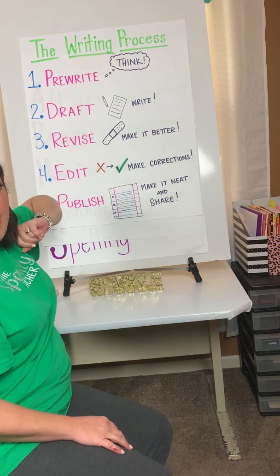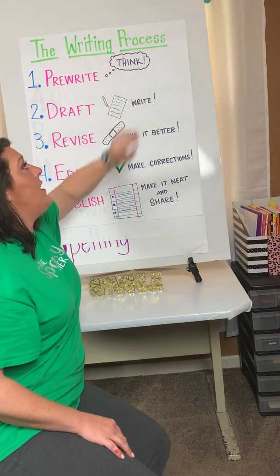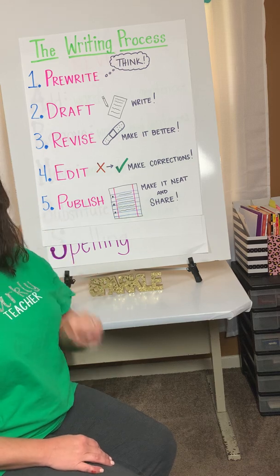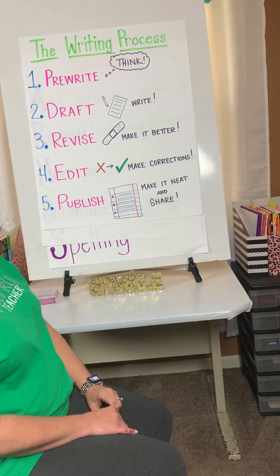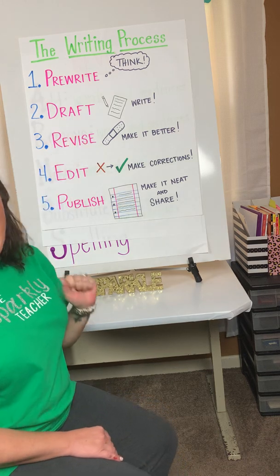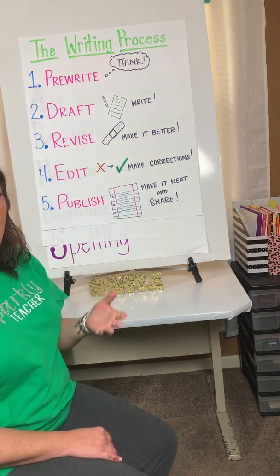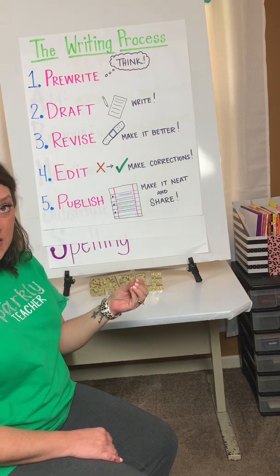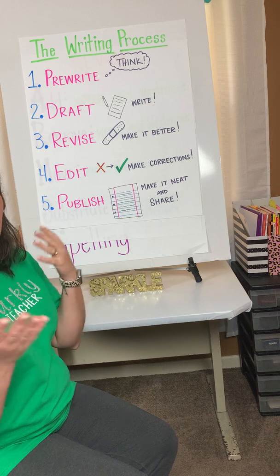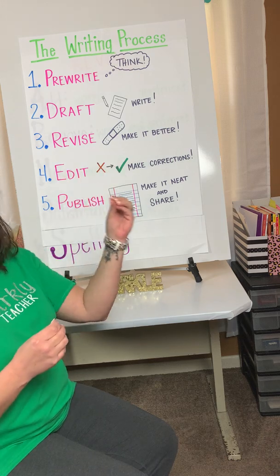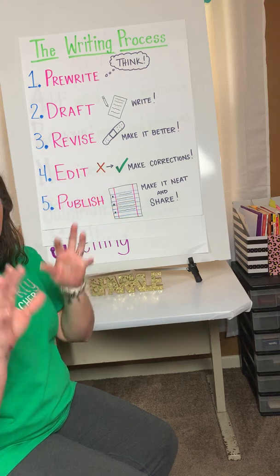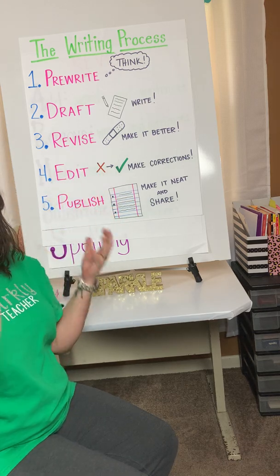So our graphic that's going to go with pre-write is you're just going to think. You're going to brainstorm and think about ideas. The second part of the writing process is where we create a draft. In this part, if I go back to my birthday party ideas, I'm going to decide, what do I want to talk about first and second and third? And I'm going to put that jumble of ideas in some sort of order.